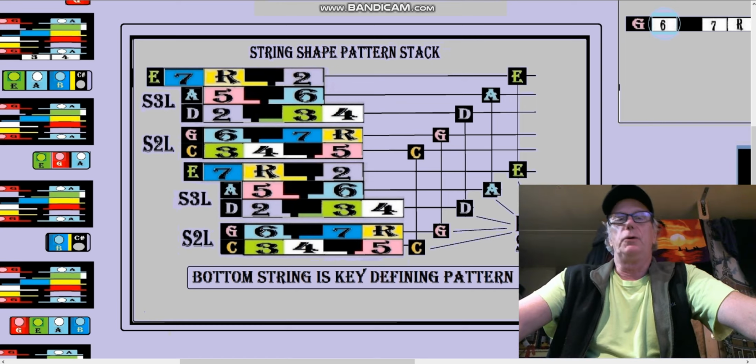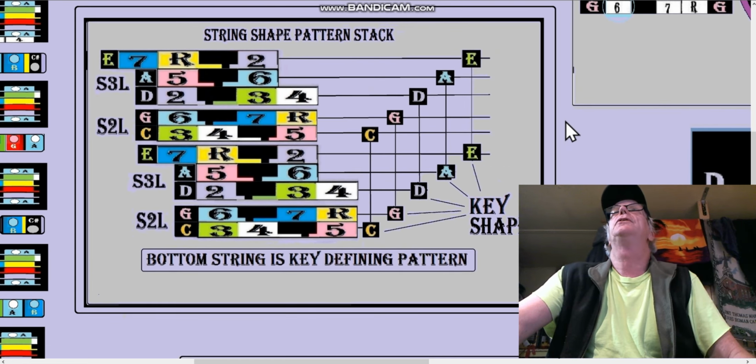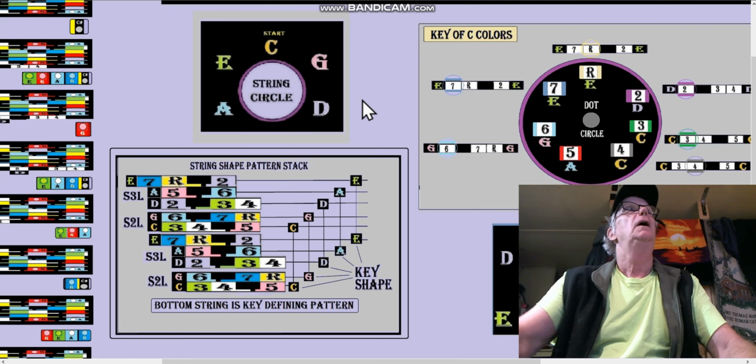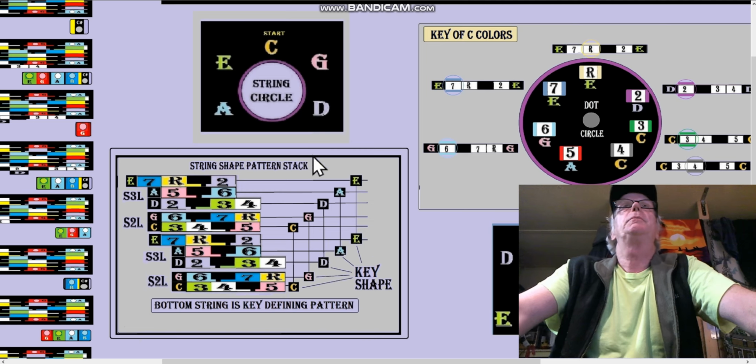Okay, so before we trudge on to the next key, which will be the key of D, I want to show you about the string circle going to the right and to the left. We're going to need a string circle here. It was right above us, and it shows you because we're going to need it.